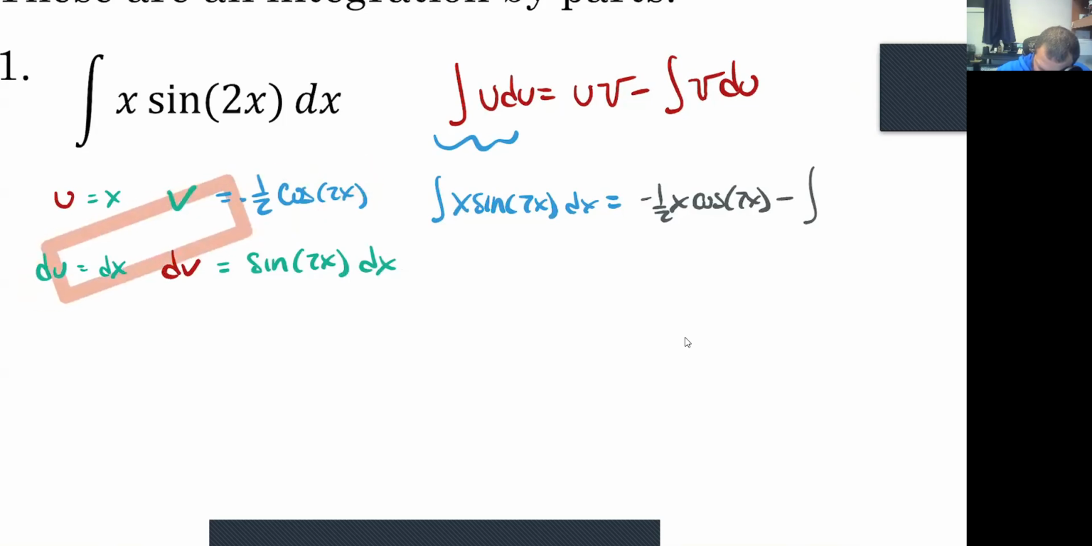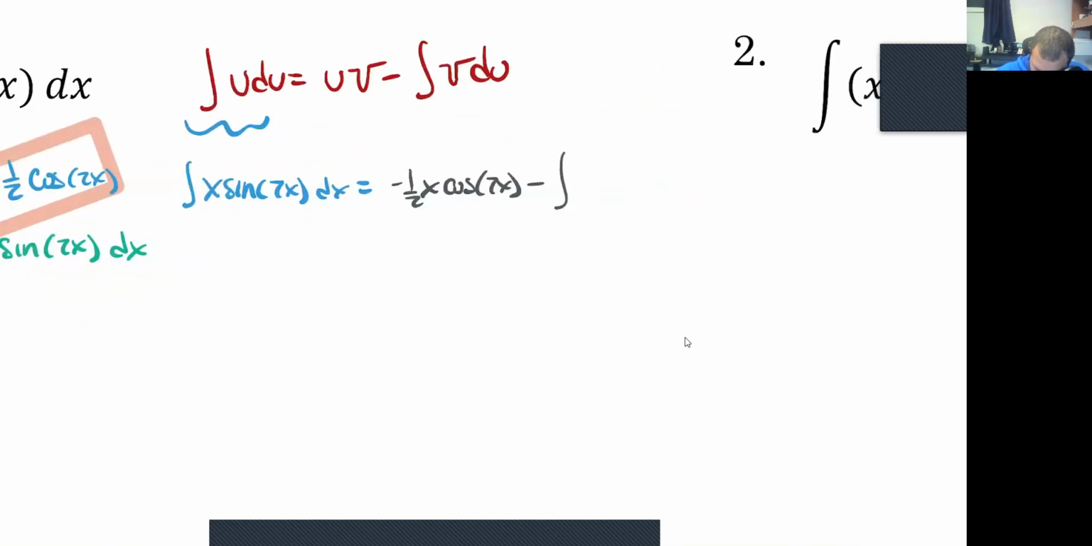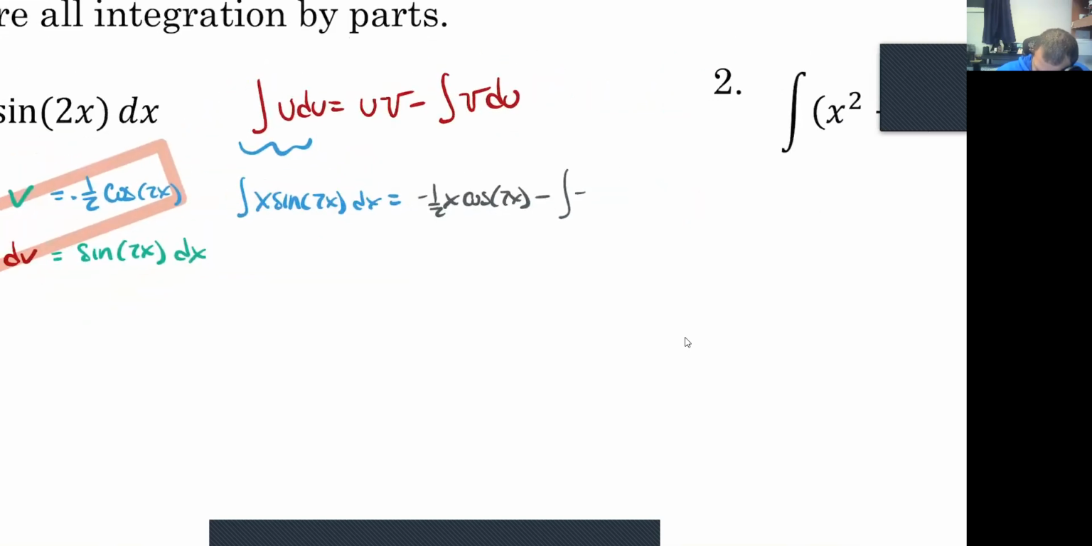this right here. So we would ask ourselves, is this something that I can easily take an antiderivative of? And indeed we can. So we're going to get a negative 1/2 cosine 2x dx.